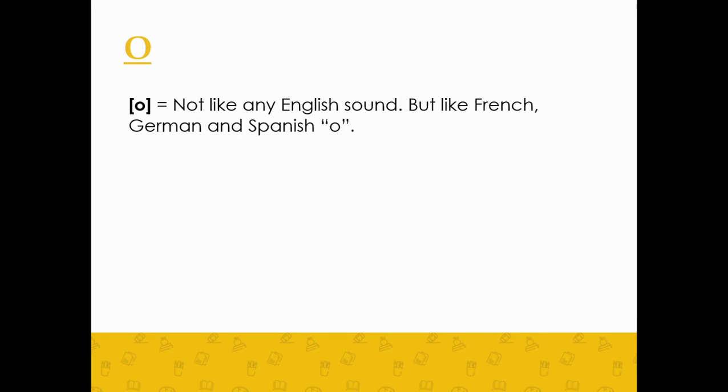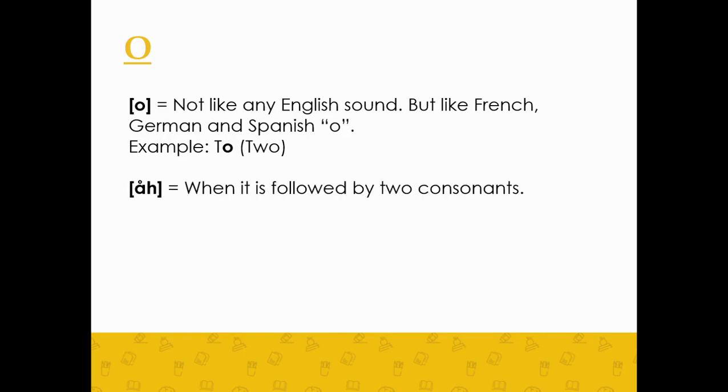Then there is O. O is not like any English sound, but like French and German and Spanish O. Example, to, two. O can also be pronounced as O when it's followed by two consonants. Example, komme, to come from or to arrive. O and O.